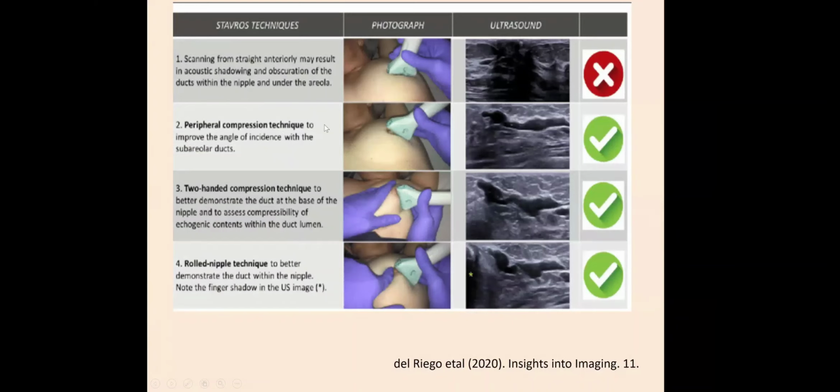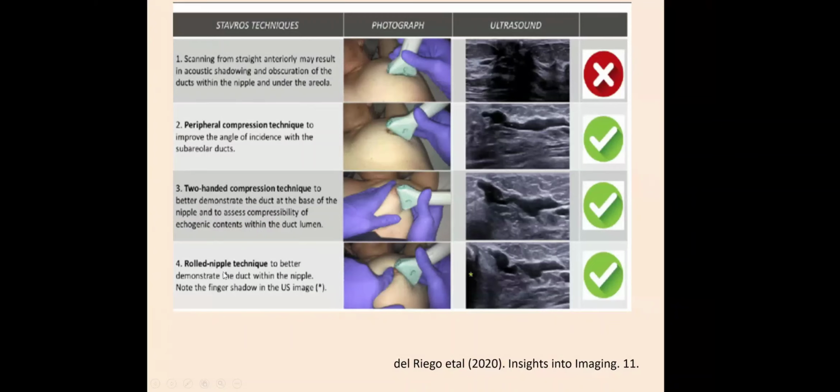So you can apply one of these three techniques to improve the visualization. The first one is the peripheral compression technique. One end of the probe is kept on the nipple, and you give pressure on the probe from the lateral end. It improves the visualization of the peripheral part of the retroareolar ducts. Then the other is the two-handed compression technique. Here you put the probe on one side, and with the other hand you compress the breast so that it somewhat gets elevated, and you put one end of the probe on the nipple and with the other end you give pressure. This improves the visualization of the central part of the retroareolar ducts. With peripheral compression, you can better see the peripheral part of the retroareolar ducts, and with the two-handed compression technique, you can better see the central part of the retroareolar ducts.